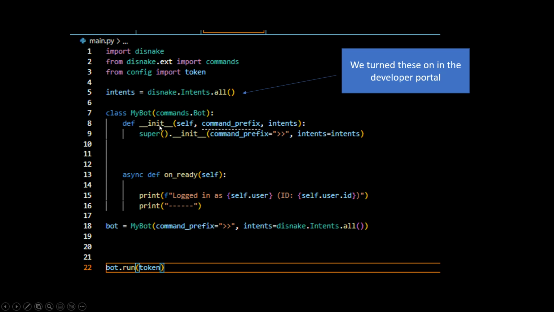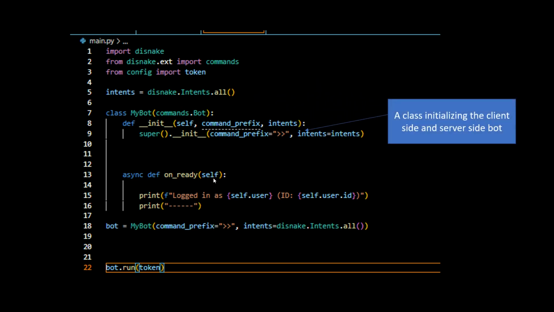We're defining and initializing the bot using self, command prefix, and intents. And then we're doing a super init, and we're defining the command prefix. I set mine as 2 greater than signs. You can set yours to whatever. If you want to do 1 exclamation point, that is totally an option. And then intents equals intents, which we defined up here. Then the next little function here is an onReady function that all it does is whenever the bot is run initially, it's going to print a message to the terminal that tells us the bot is online.